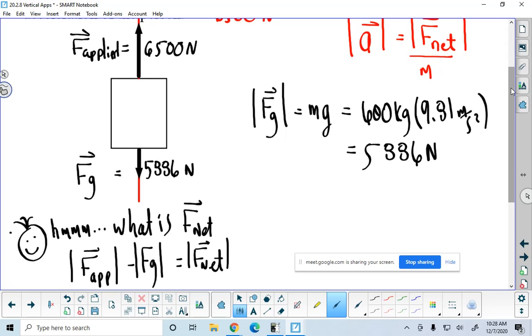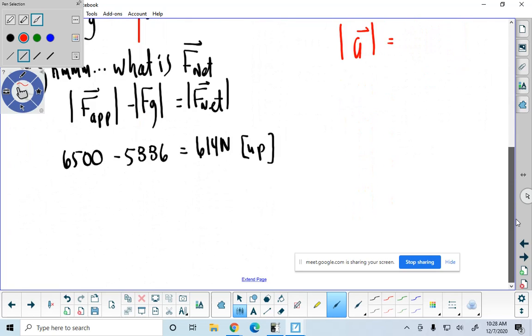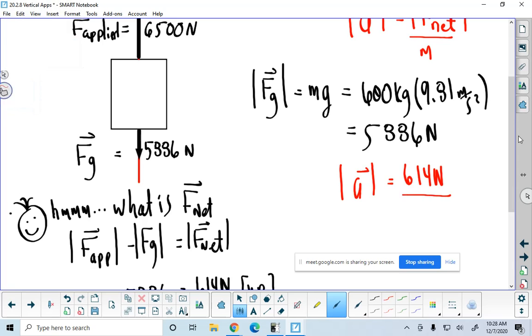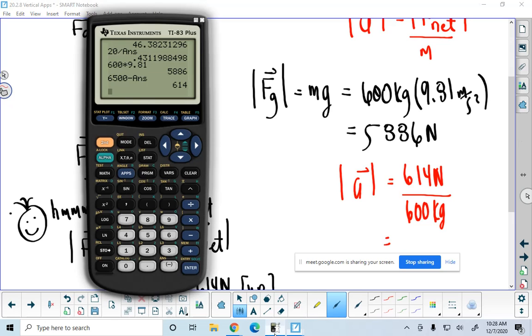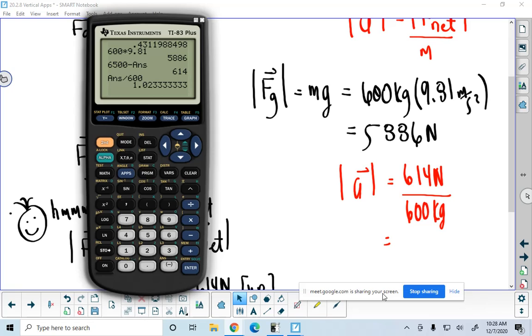Now we can use the red formula. The acceleration will have a magnitude of the 614 newtons divided by the mass of 600 kilograms. So it's 1.02 meters per second squared upward.